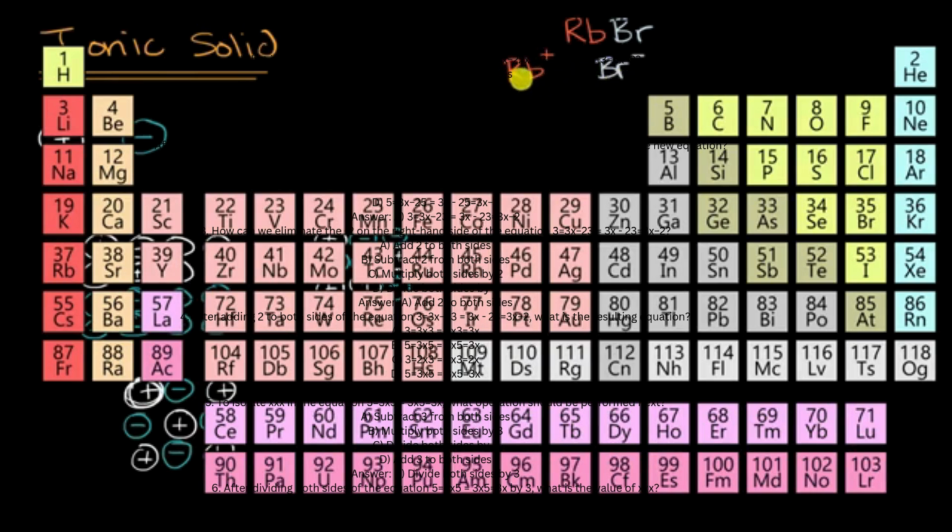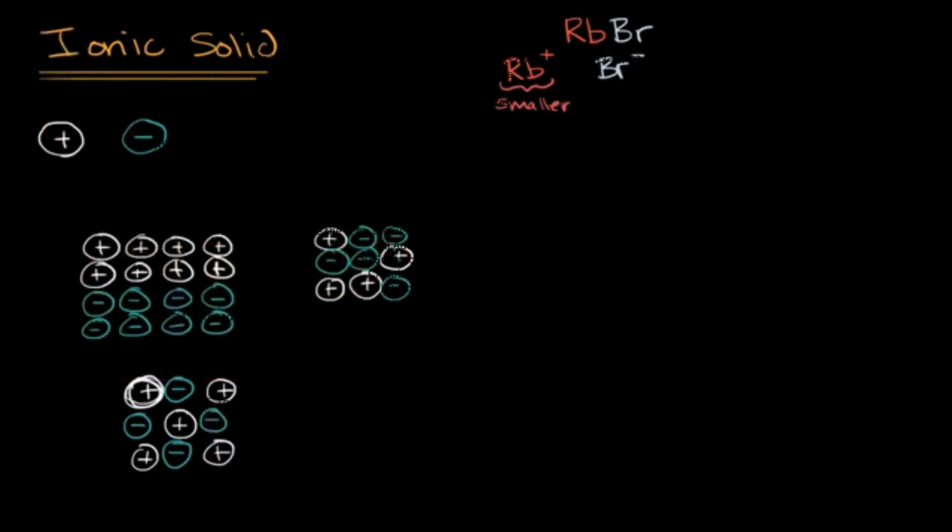And so the rubidium is going to attract that outer shell of electrons, that 4th shell of electrons, more than the bromide nucleus is going to. And so the rubidium in this example is going to be smaller than the bromide. And so if I were to draw one of these diagrams, it would look something like this. Let me draw the bromide first. So I have a bromide anion, I have another bromide anion, another bromide anion, maybe a bromide anion right over here, bromide anion right over there. Let me do a few more.